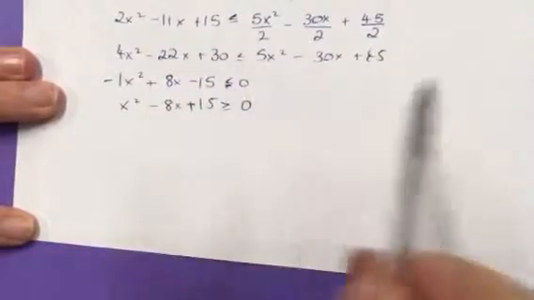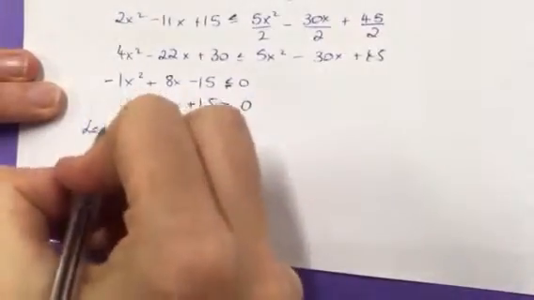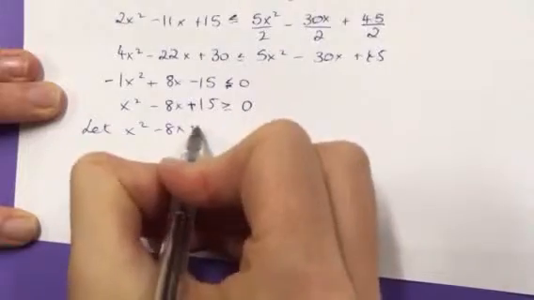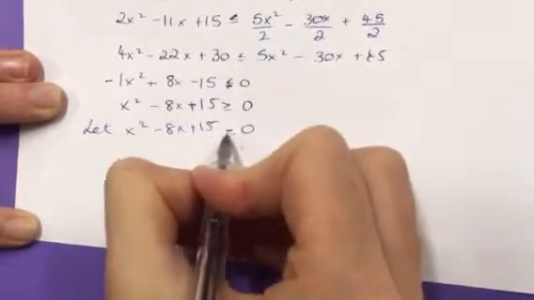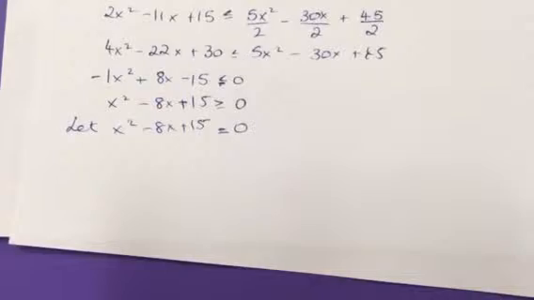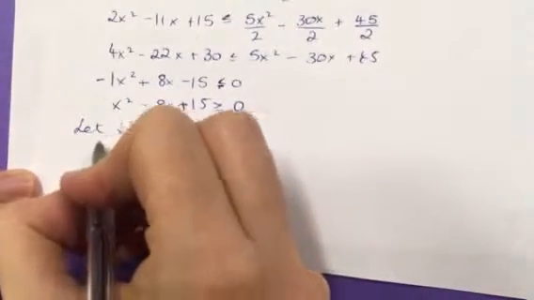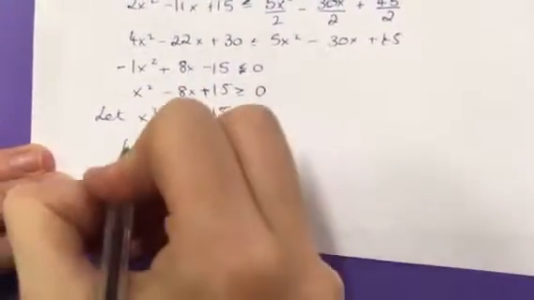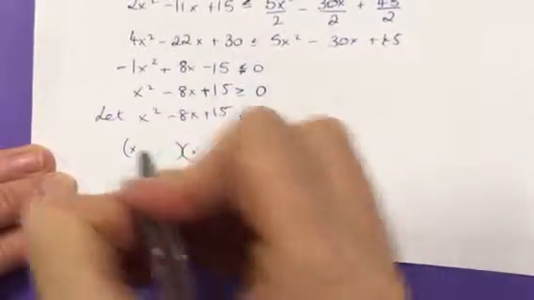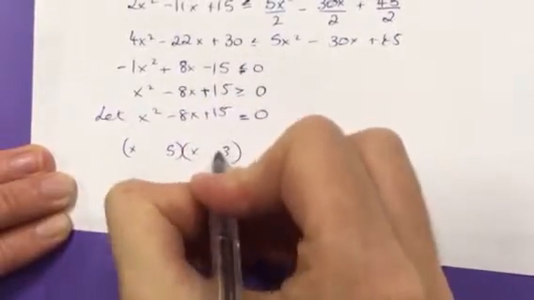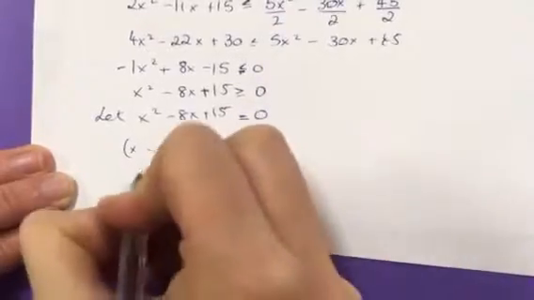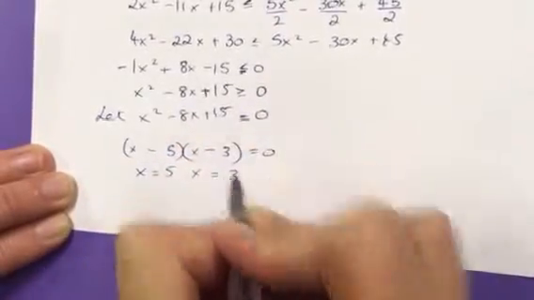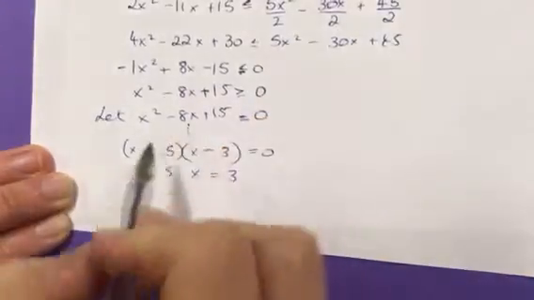In order to solve this, I'm going to graph it. And in order to graph it, I'm going to have to let x squared minus 8x plus 15 equal 0 so that I can see the roots and then graph it. Whatever way you want to solve this, you'd end up with the two factors, x is 5 and x is 3, that are my roots. You might have your own way of solving that, but eventually you'll get to those factors.